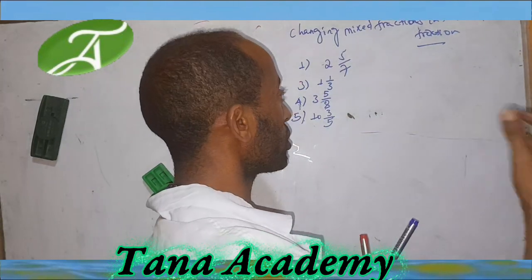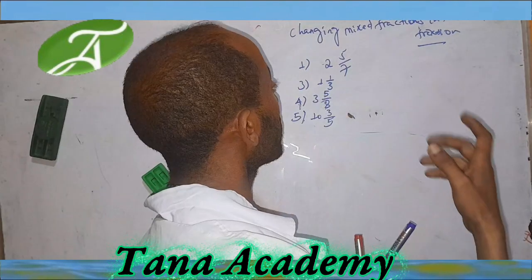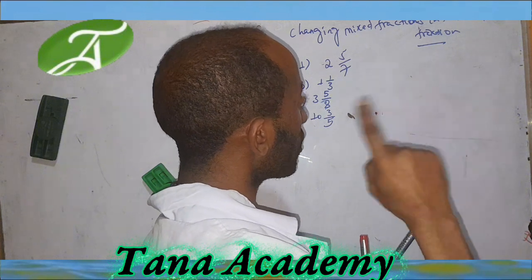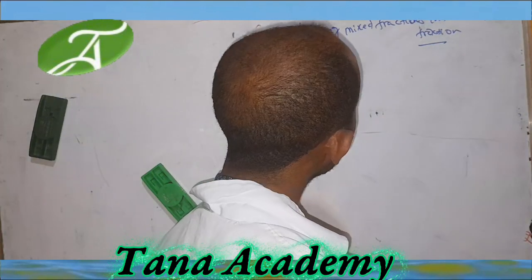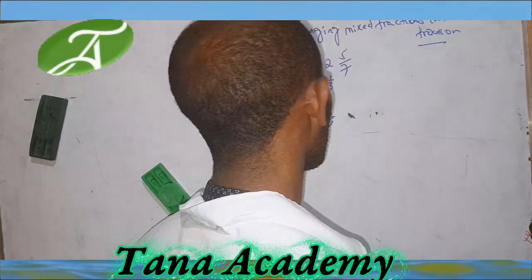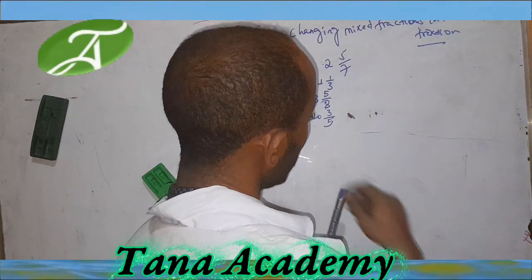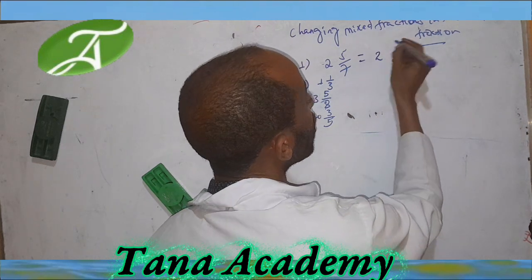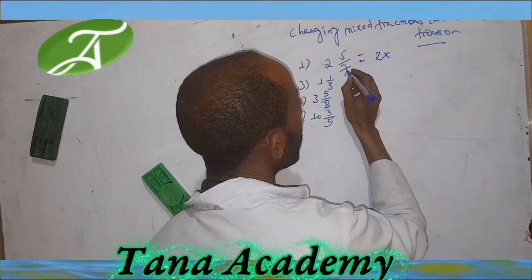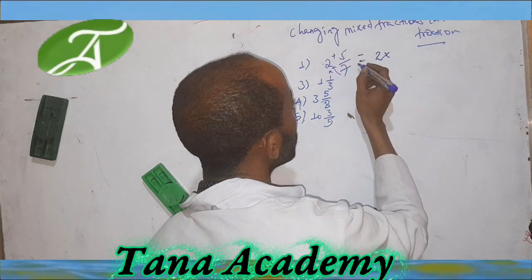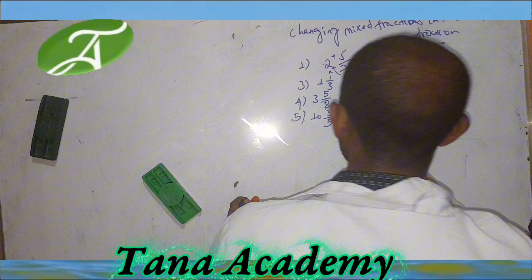A proper fraction is a fraction which has a lower numerator relative to its denominator. That means the numerator is less than the denominator. Therefore, when we change this one to an improper fraction, we multiply the denominator by the whole number and add the numerator.